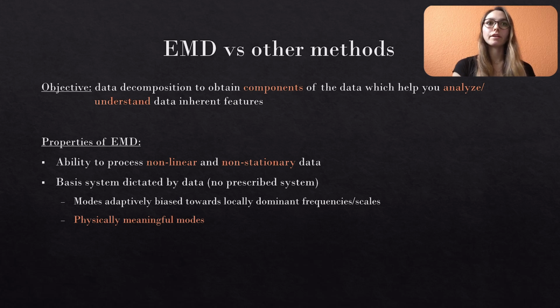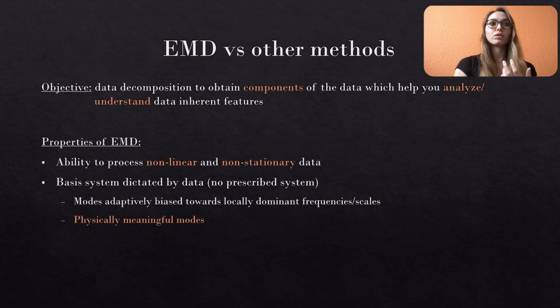We saw earlier that other methods, like the Fourier Transform, prescribe a specific basis system. However, the basis system used by the EMD is dictated by the data itself, and so the modes are adaptively biased towards locally dominant frequencies when we use the time-dependent signal. And if we use spatial data, the modes are biased towards dominant scales. This allows the EMD to extract physically meaningful modes, which is another very useful property of this method.